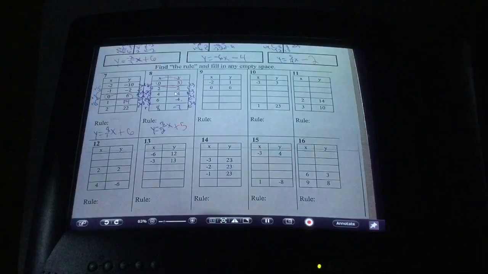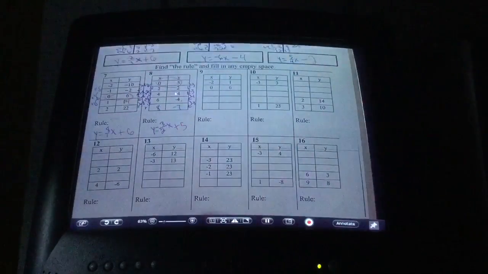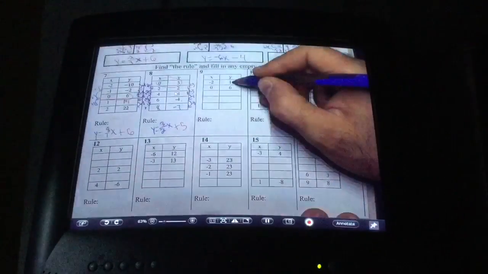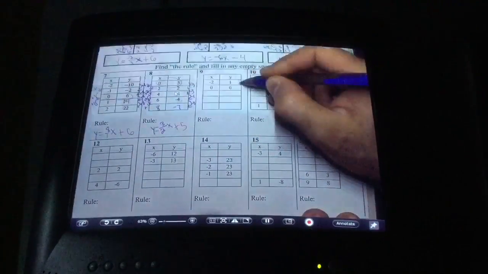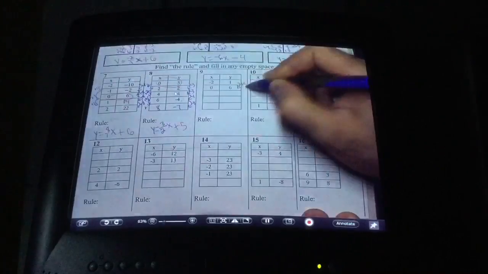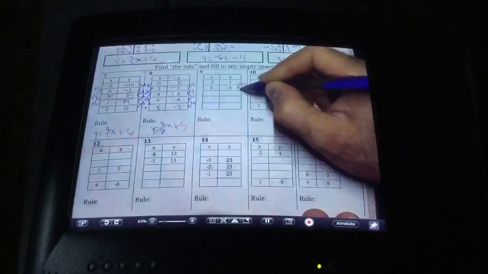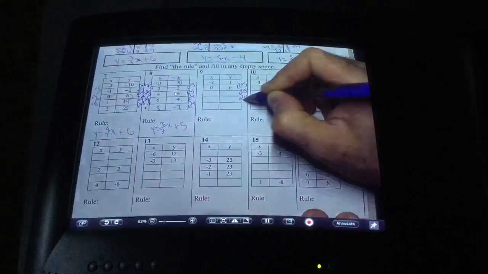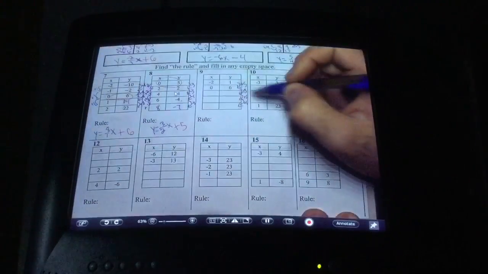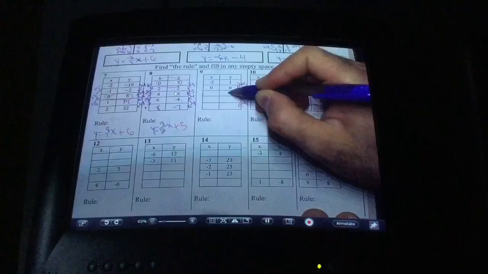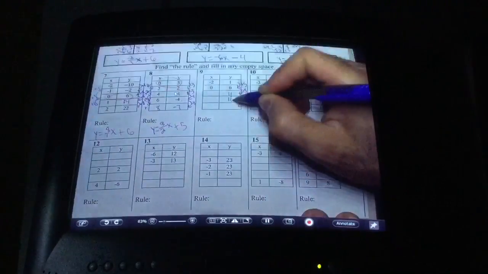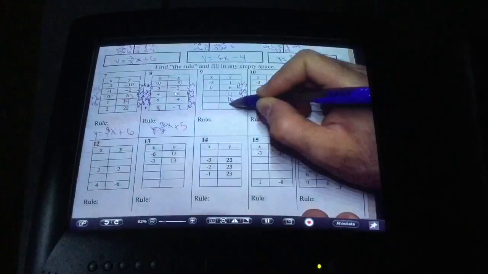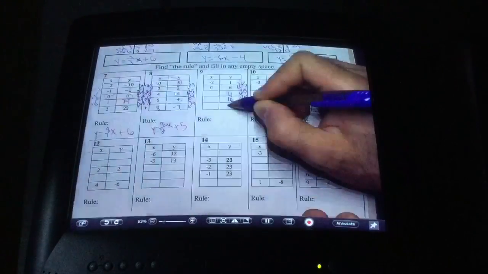Okay? Now the next one has even more missing spaces, so we're just going to have to keep going with what we're doing here. So over here we have 1 to 6. That's me adding 5. Since I added 5, I'm going to continue adding 5 each time to get to the next number. So 1 plus 5 is 6, 6 plus 5 is 11, 11 plus 5 is 16, 16 plus 5 is going to get me 21.